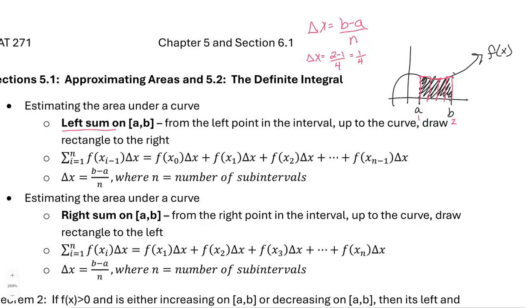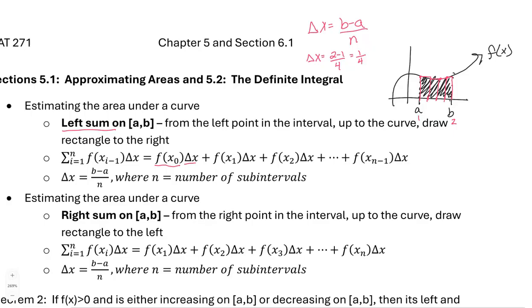The height of the rectangle is going to depend on that curve at that left endpoint. So the height of this rectangle is going to depend on what's happening at a. So we would find that height by plugging that x value into the function. And then the area of that rectangle would be width times height, which would be delta x times the height of the function at, in this case, a, which maybe this one's at 1.